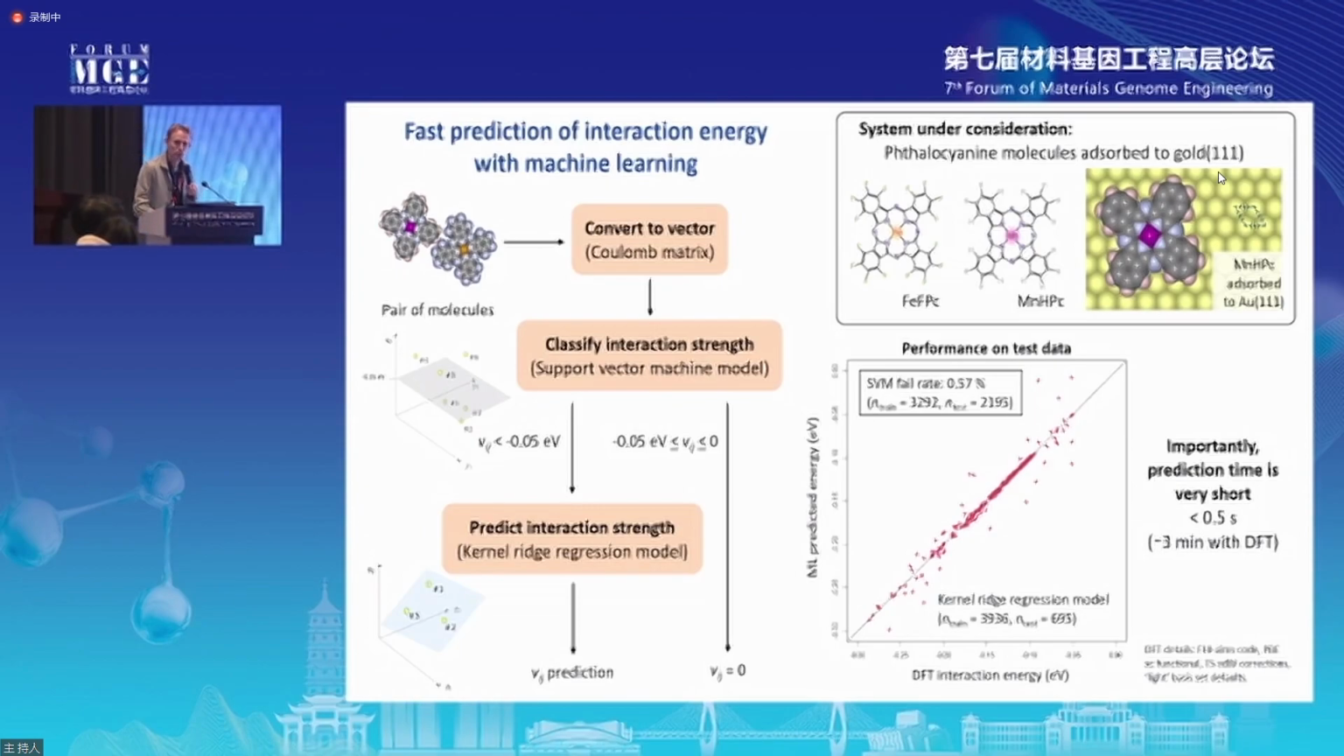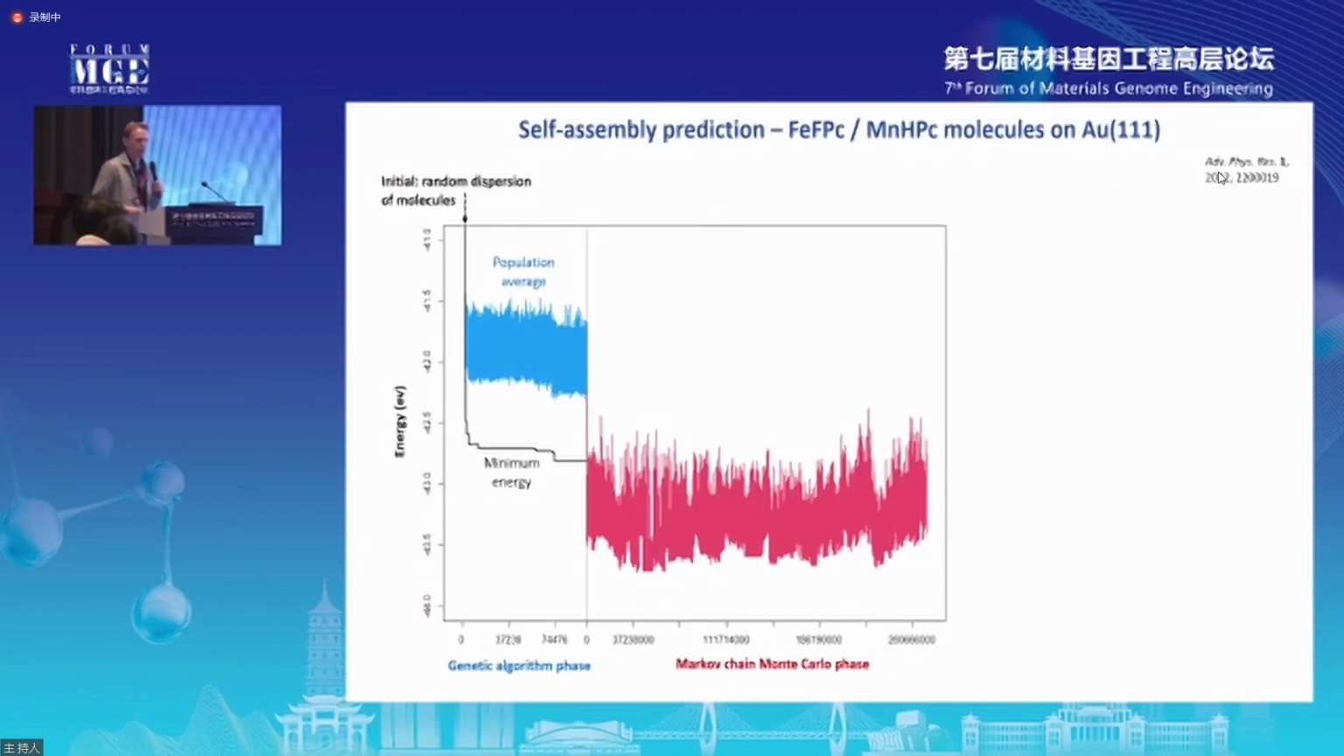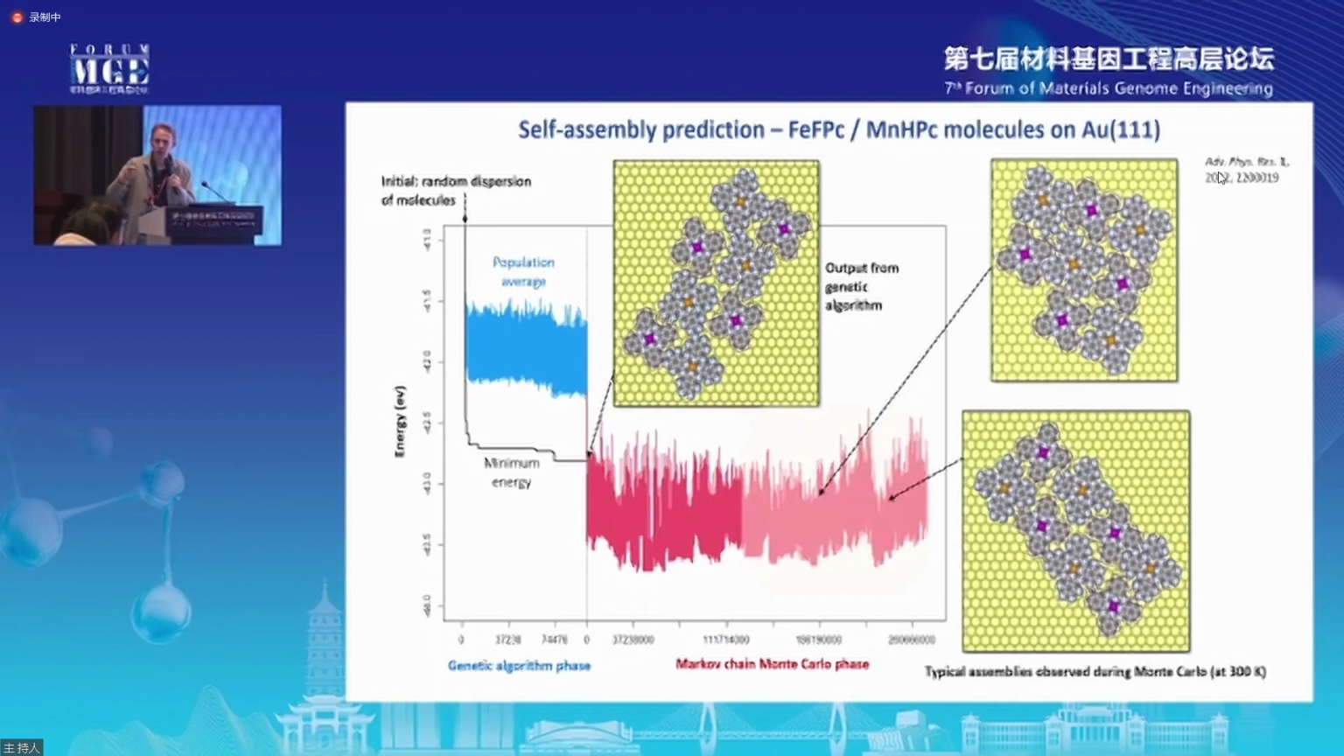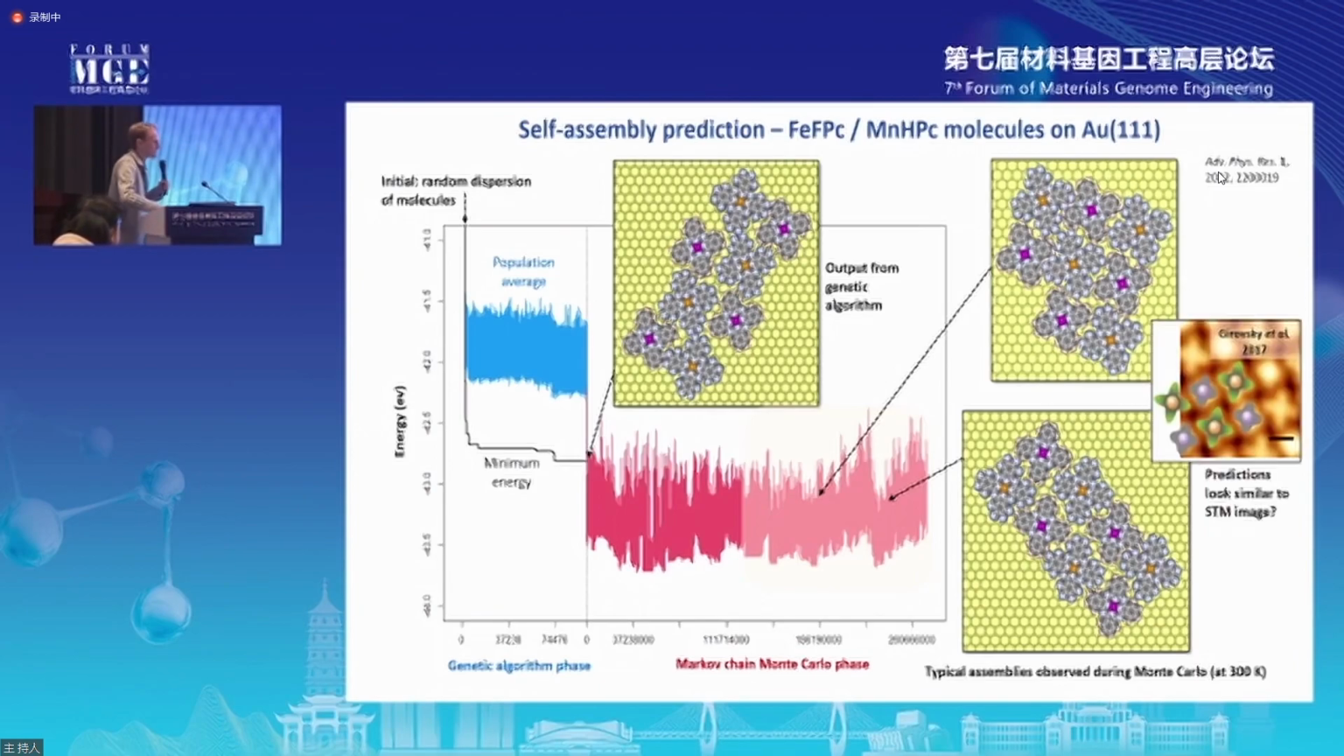So we can take our machine learned potential and put it into some protocol for doing our optimization. I've got a 2-component protocol here, a genetic algorithm coupled with the Markov chain Monte Carlo. That's the red part. The genetic algorithm gives you a rough approximation of what the molecular assembly should be. And then with the Markov chain Monte Carlo, you're more delicately sampling the thermodynamic equilibrium around that state. And we start to predict some assemblies like these, which look a little bit like the STM images that are presented by experimentalists.